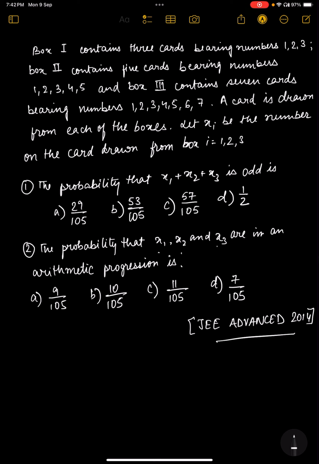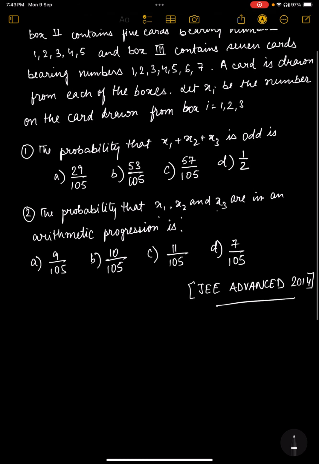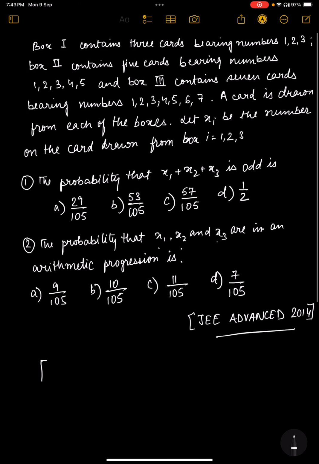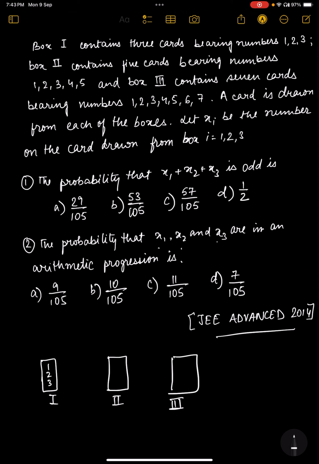So if you do want to give it a try, you may pause the video now and give it a try. Otherwise, we can continue solving the problem. Now, in the question, we are given three boxes: box 1, box 2, and box 3. In box 1, we have three cards: 1, 2, 3. In box 2, we have 5 cards: 1, 2, 3, 4, and 5. And in box 3, we have 7 cards: 1, 2, 3, 4, 5, 6, and 7.